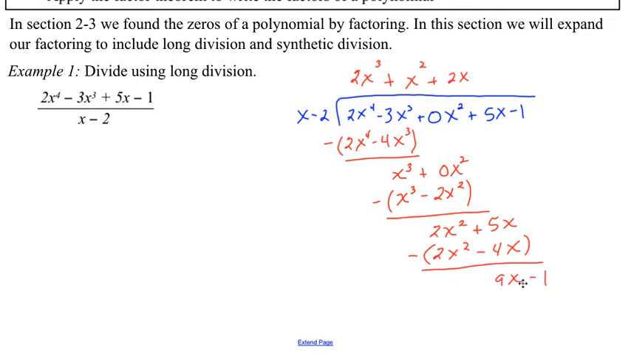So we end up with 9x, bring down your minus 1, multiply by plus 9, and subtract that, and we end up with a remainder of 17. This remainder then we would write like this. We would say this is plus 17 over whatever we were dividing by, which was x minus 2. Don't write remainder 17, add it as a fraction in the end.